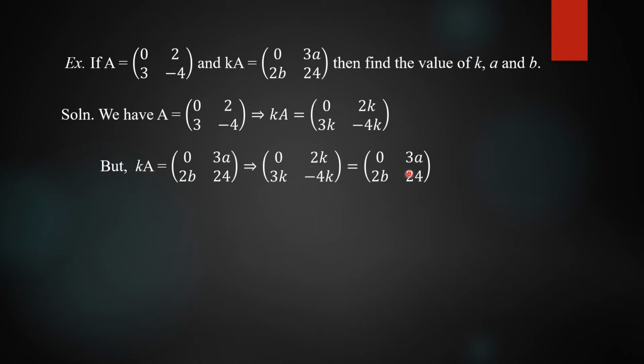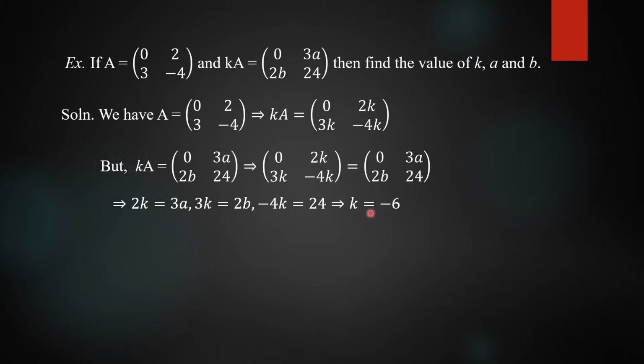So 2K is equal to 3A, 3K is equal to 2B, 4K is equal to 24. Minus 4K is equal to 24. So I am writing here 2K equal to thrice A, thrice K equal to 2B, minus 4K equal to 24, and from this equation you can obtain the value of K. So K equal to minus 6, and using this K here and here you will get the values of A and B.